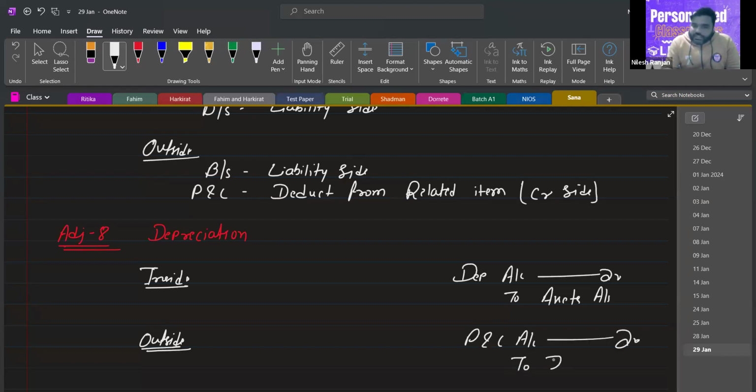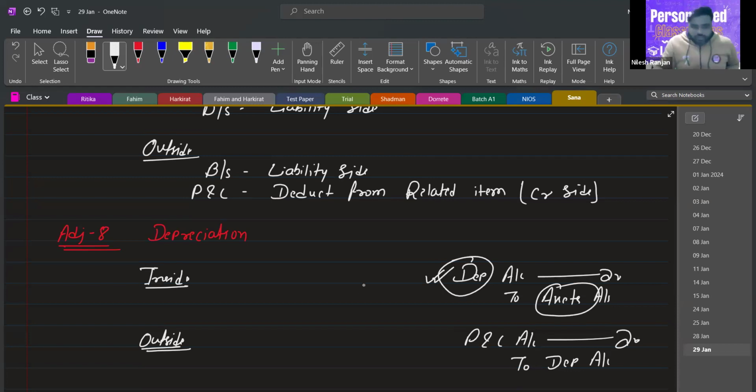I told you that when it is given inside, then only one entry is passed. And if it is given outside, then both entries are not included or not done in our books. So the first entry is depreciation account debit to assets. It means this is an expense and this is deducted from the asset. That's why the asset is credited here.